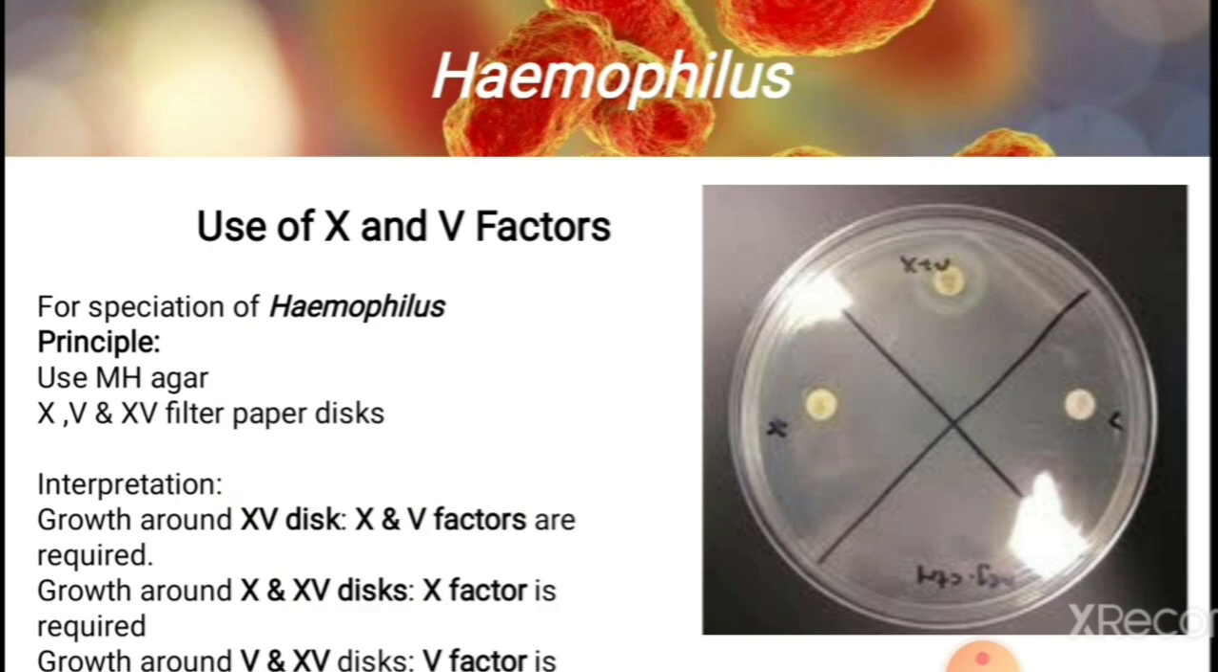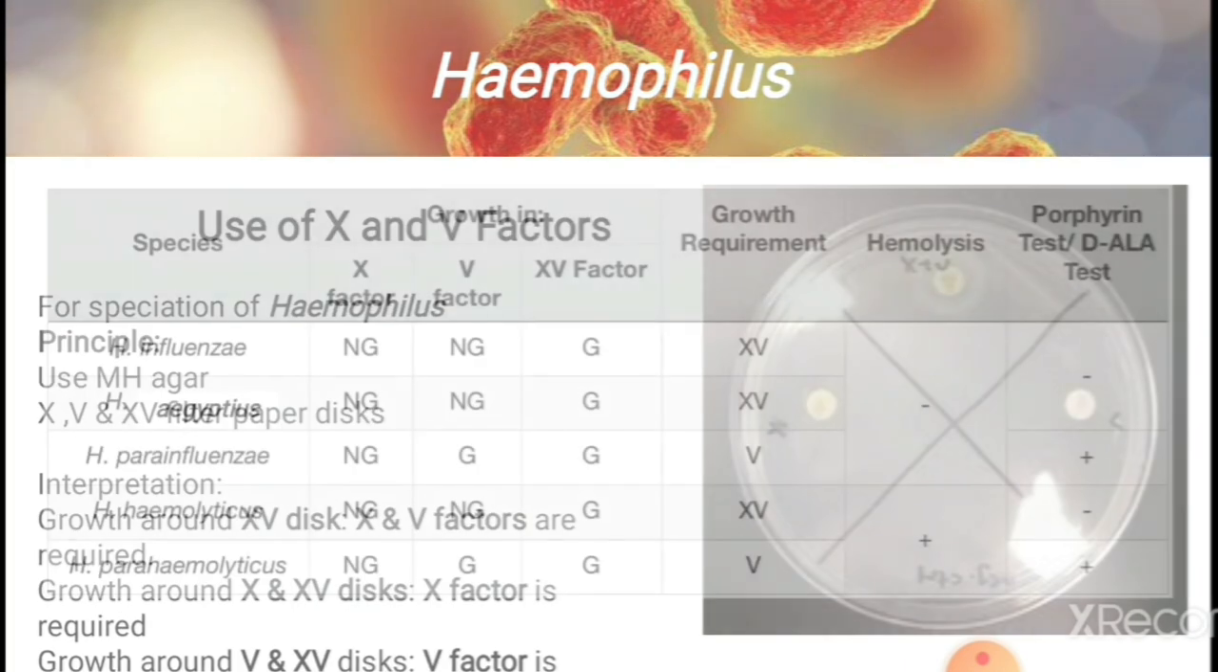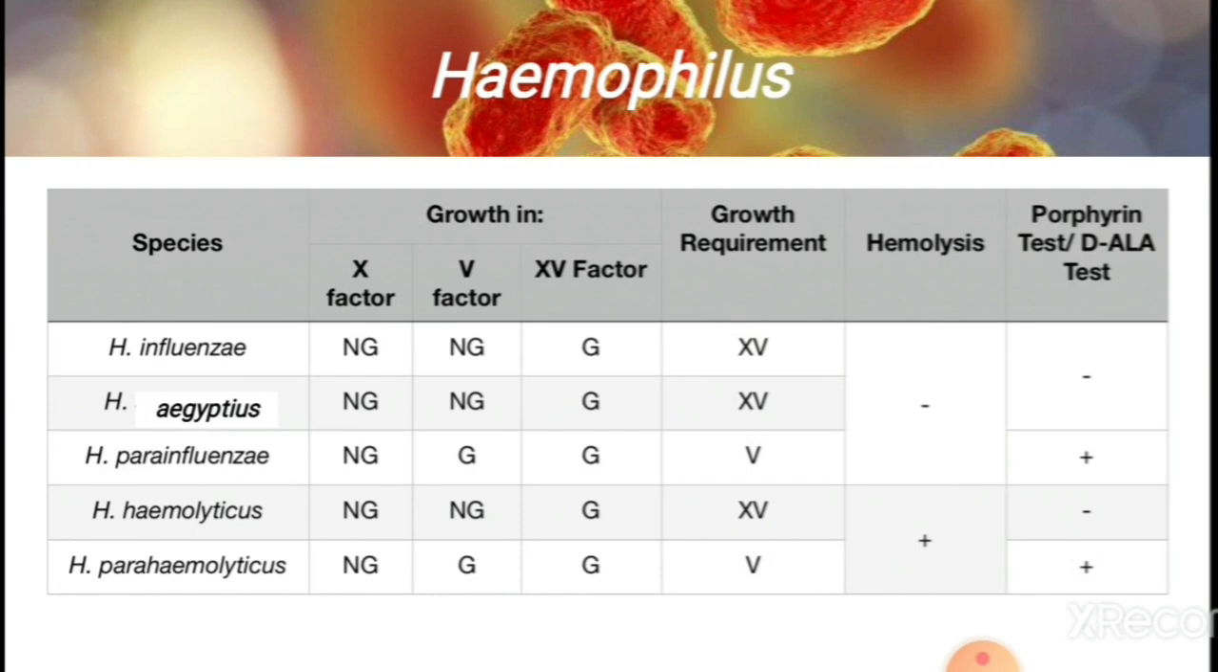If there is growth around the XV disc, X and V factors are required, as you can see on the upper right portion of the picture on our MH agar. If there is growth around X and XV discs, X factor is required. And lastly, if there is growth around V and XV discs, only V factor is required. This table shows the comparison between the different Haemophilus species and their X and V growth factor requirements, as well as the hemolytic pattern, and lastly, their reaction to our D-ALA test. So kindly familiarize or memorize this table.